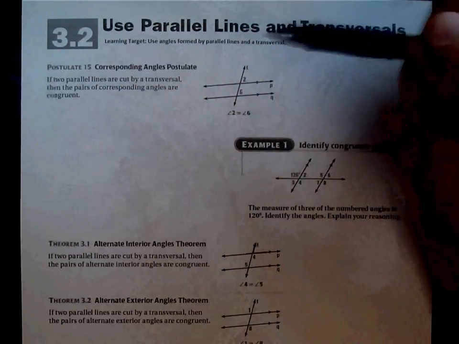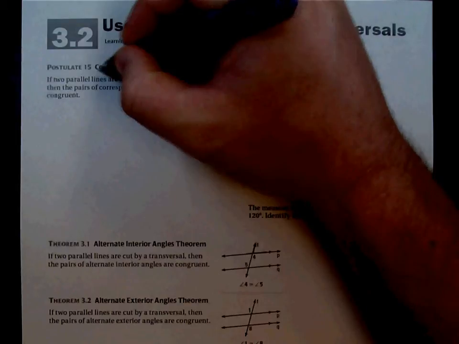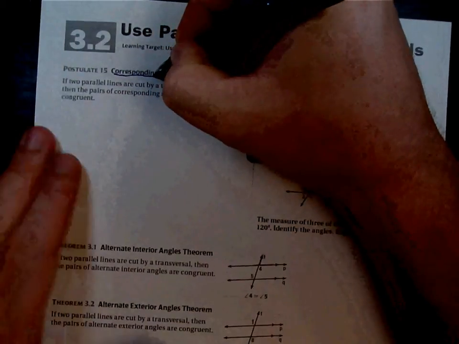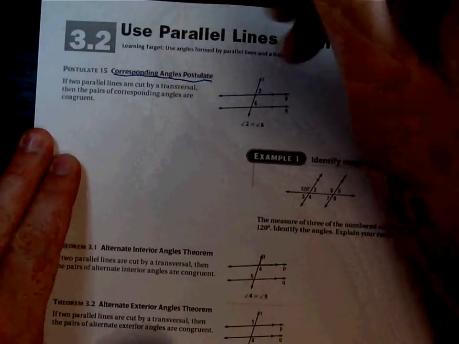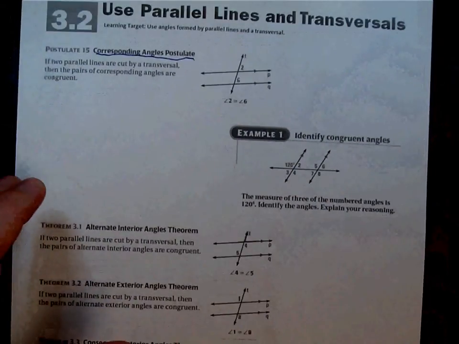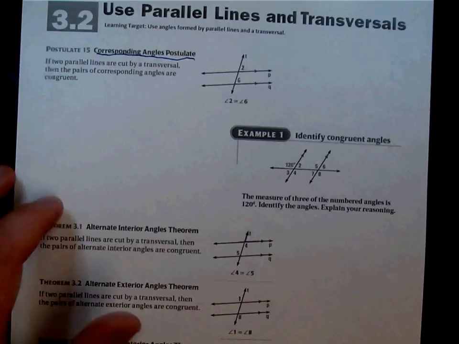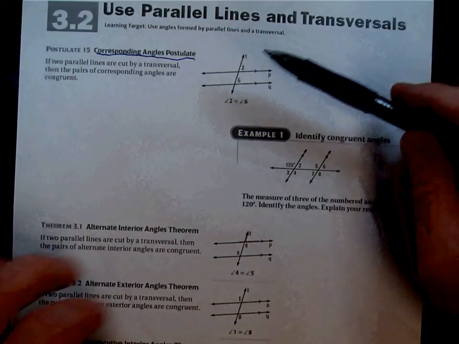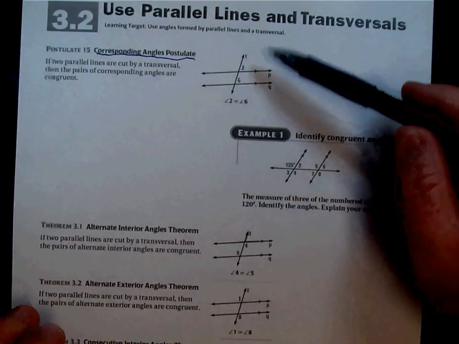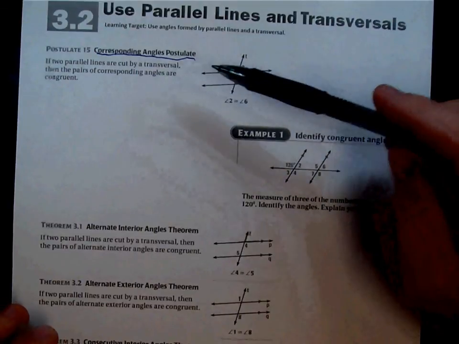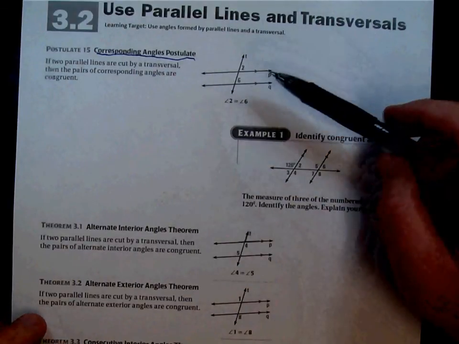I don't care about that, but we do have the name here, corresponding angles postulate, and I believe these are already on your definitions sheet. You should be able to find it there. It says if two parallel lines, that's different than what we had yesterday, so now they have to be parallel. If two parallel lines are cut by a transversal, then the pairs of corresponding angles are congruent.